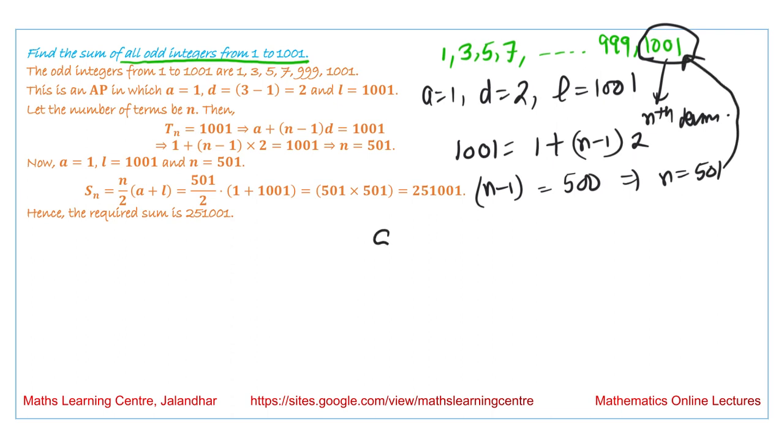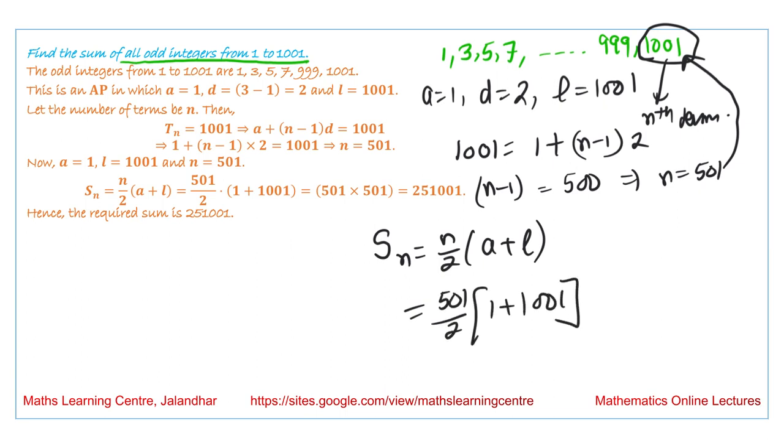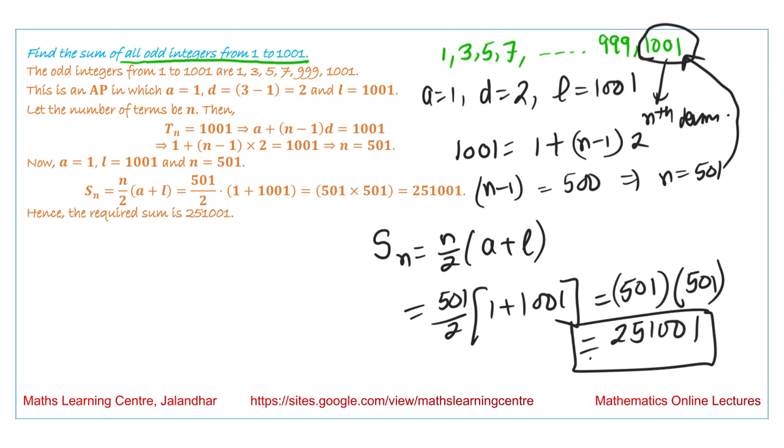So the sum of these terms will be given by n/2 × (a + l). So this is equal to 501/2 × (1 + 1001). So the answer we obtained is 501 × 501, that is equal to 251001. So this is the sum of the odd integers from 1 to 1001.